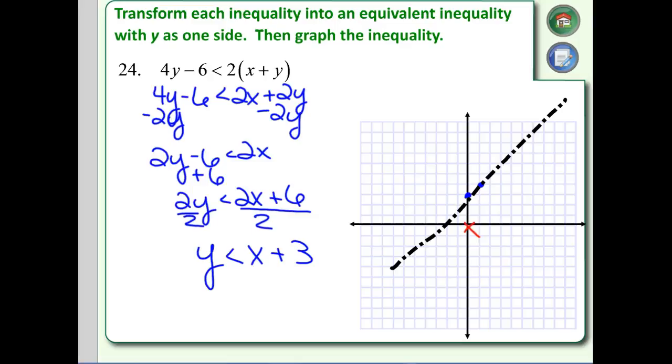And then X marks the spot. Is 0 less than 3? Sure is. So we're going to cover X marks the spot this time. And we're going to color down here.